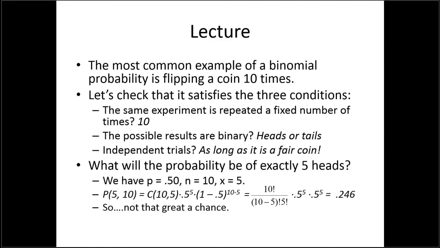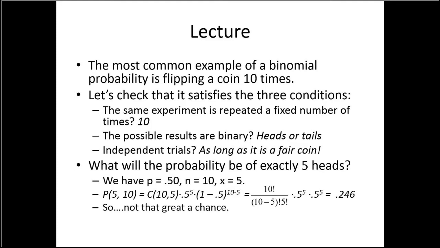The possible results are indeed binary. You have 2 choices, heads or tails. Again, negating the fact that some people say they can get a coin to land on its edge. And the trials are independent. One flip does not affect the next flip, unless you're cheating.